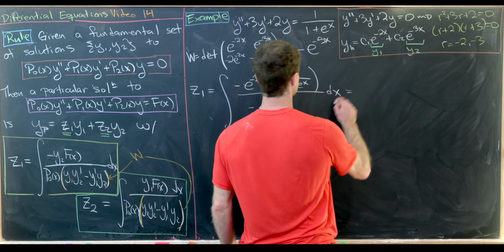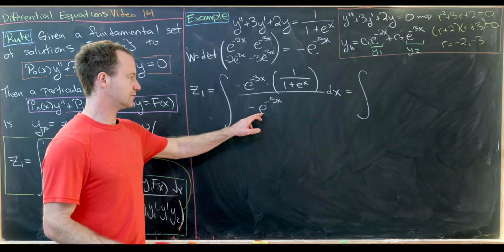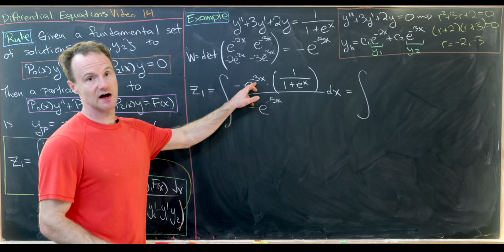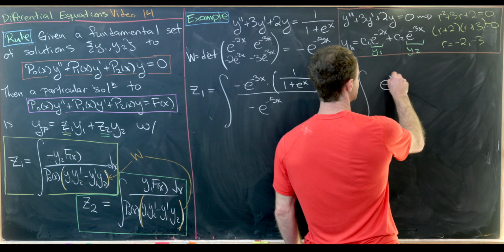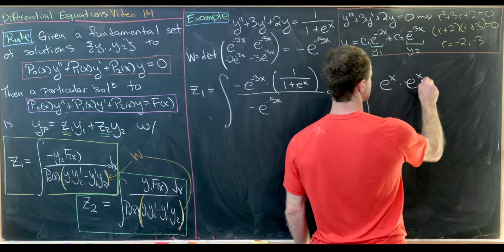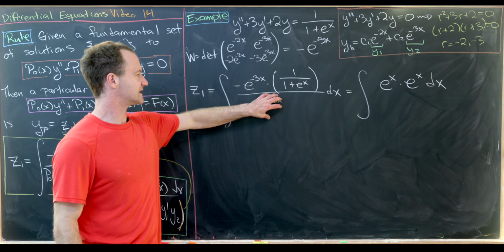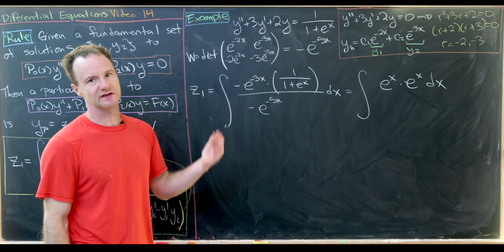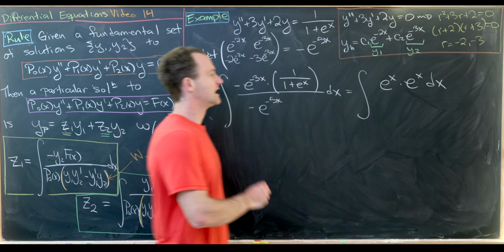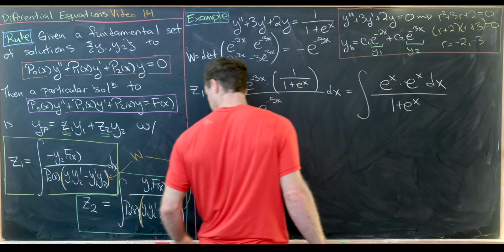Okay. So let's see what this turns into. So these two minus signs will cancel. We can flip this e to the minus 5x up, and that'll give us e to the 2x. But looking ahead, I'm going to write that as e to the x times e to the x dx. Just keep in mind that comes from me moving this e to the minus 5x up, and it turns into e to the 5x. Combined with this one gives us e to the 2x. And then in our denominator is 1 plus e to the x.